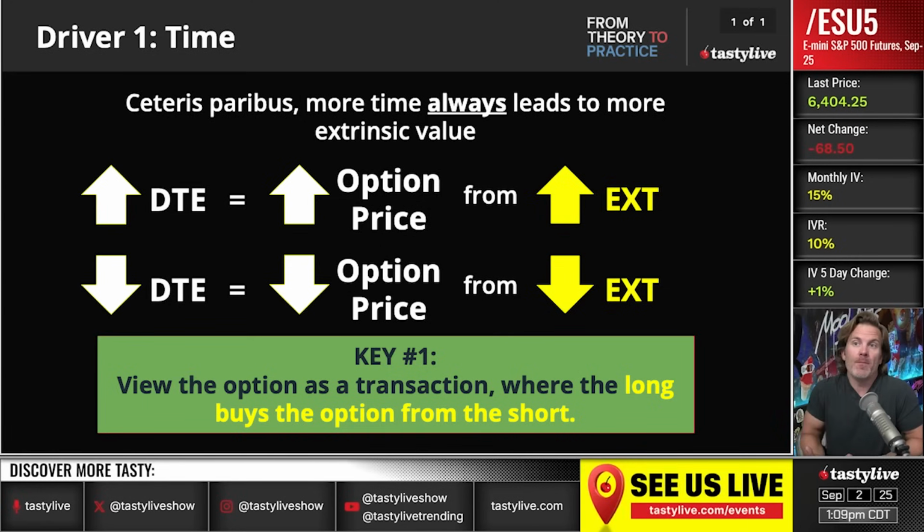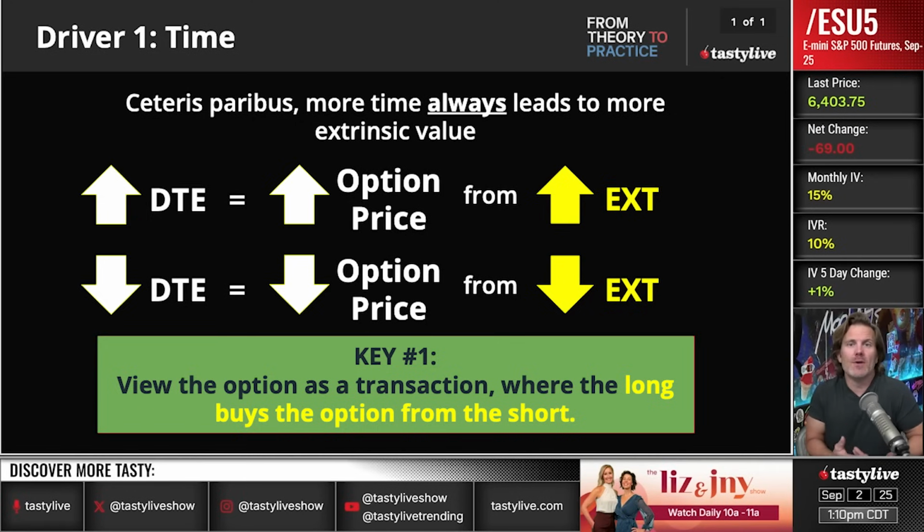And then conversely, it works the other way. Actually, let's use some different numbers. If I have a 10 DTE option versus a 30 DTE option, the 10 DTE option is going to sell for a lot less than the 30 DTE option because, again, the short is basically saying, hey, I don't have to carry risk for as long a period of time, so I don't need to charge you as much, so the option is going to be cheaper. And so when you start thinking about this relationship, just trace it back to the relationship between the long and the short, and I think that will serve you very, very well.